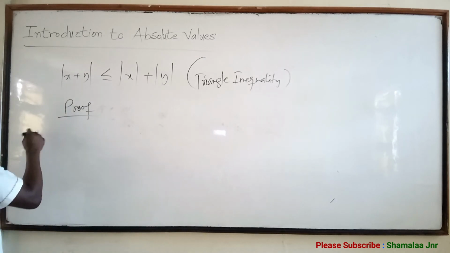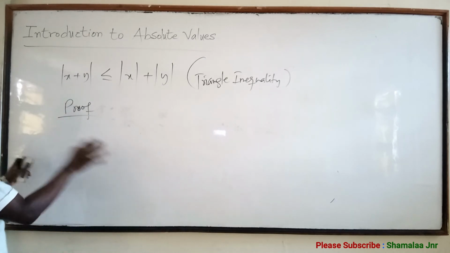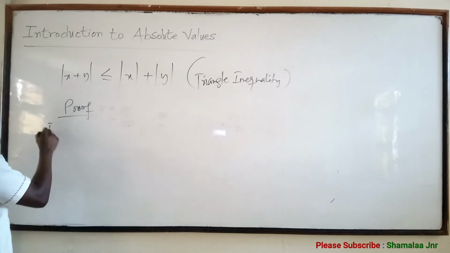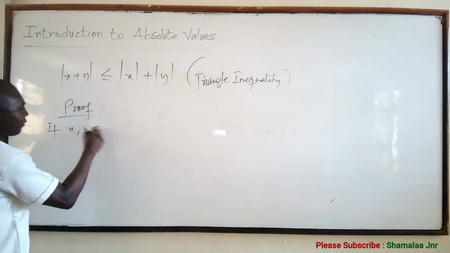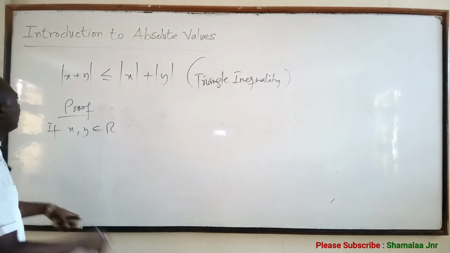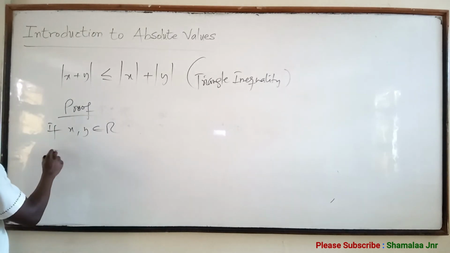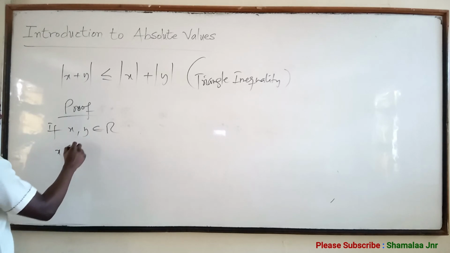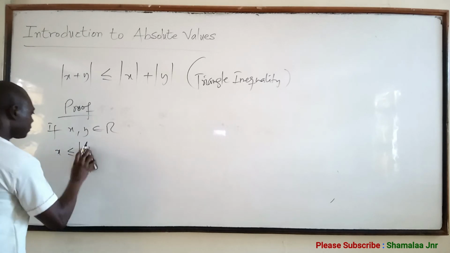Now, if x and y are real numbers, yes, they are real numbers, then x is less than or equal to the absolute value of x.